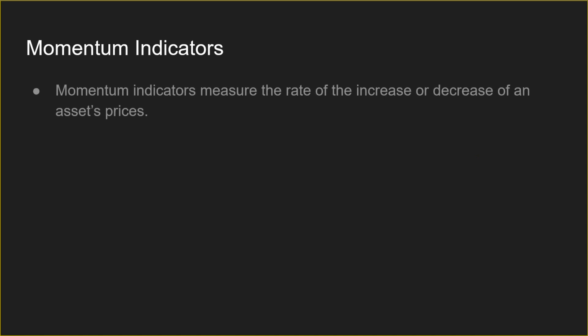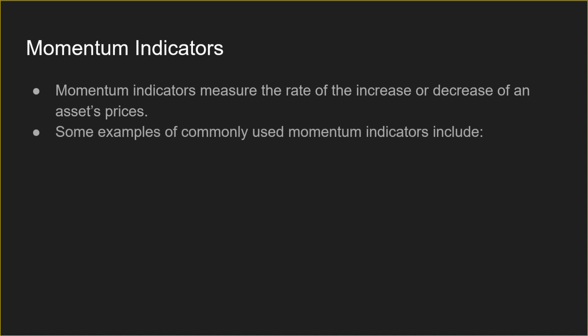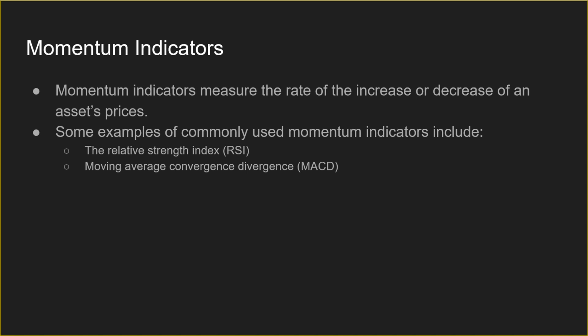So there are a few types of momentum indicators. They measure the rate of increase or decrease in an asset's price. Some examples of commonly used momentum indicators include the relative strength index, or the RSI, and also the moving average convergence divergence, the MACD, which we discussed in our previous lesson. Today we're going to talk about the RSI.